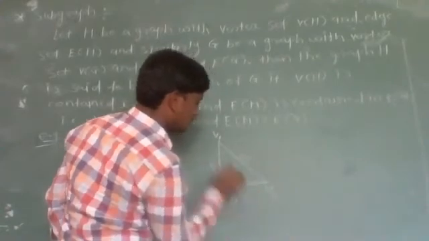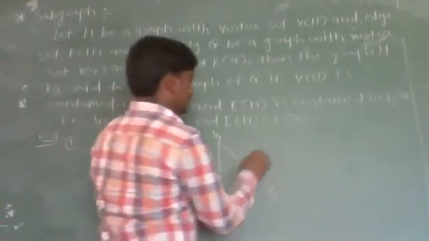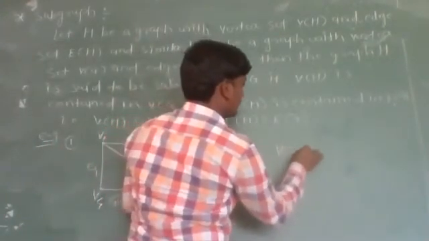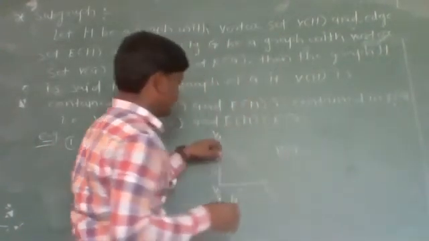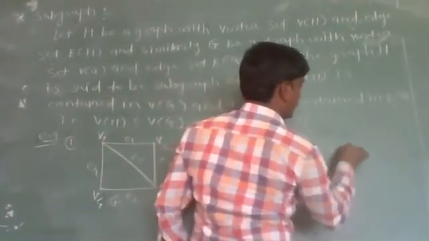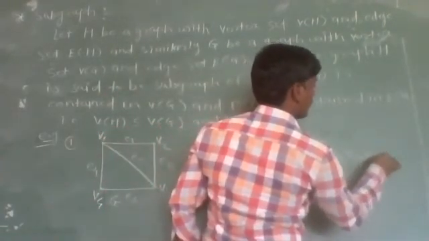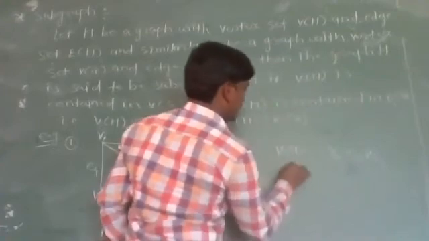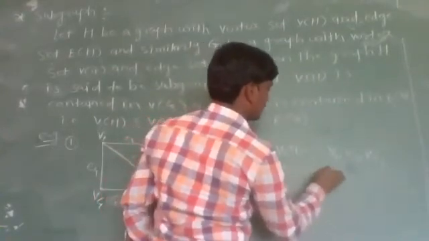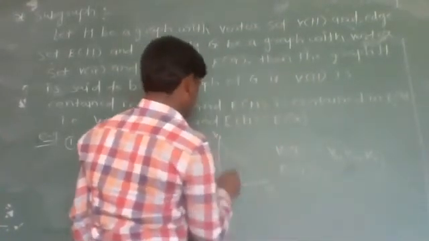So this one is the H. Here, the vertex set of H is V1, V3 and V4, and the edge set of H is E3, E4, E5.